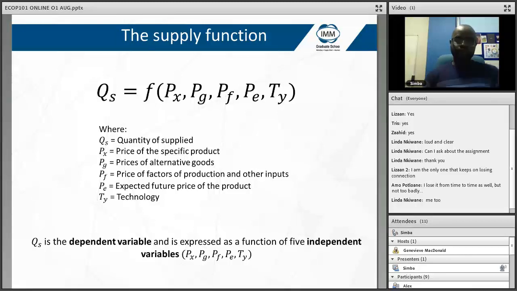A rightward shift represents an increase in supply, a leftward shift represents a decrease in supply. The same with demand. If demand shifts to the right, it means that demand is increasing. When it shifts to the left, then it is decreasing. So any decrease is to the left, any increase is to the right.